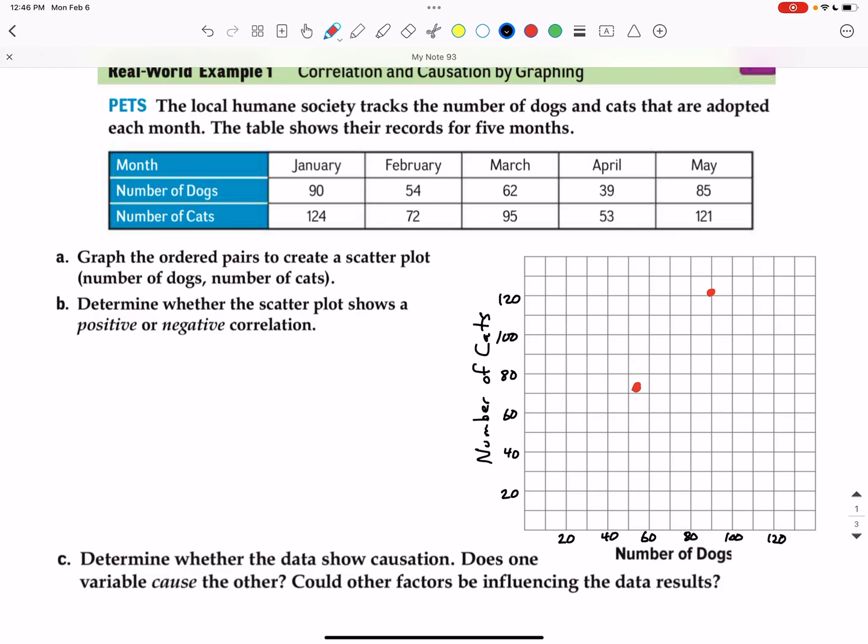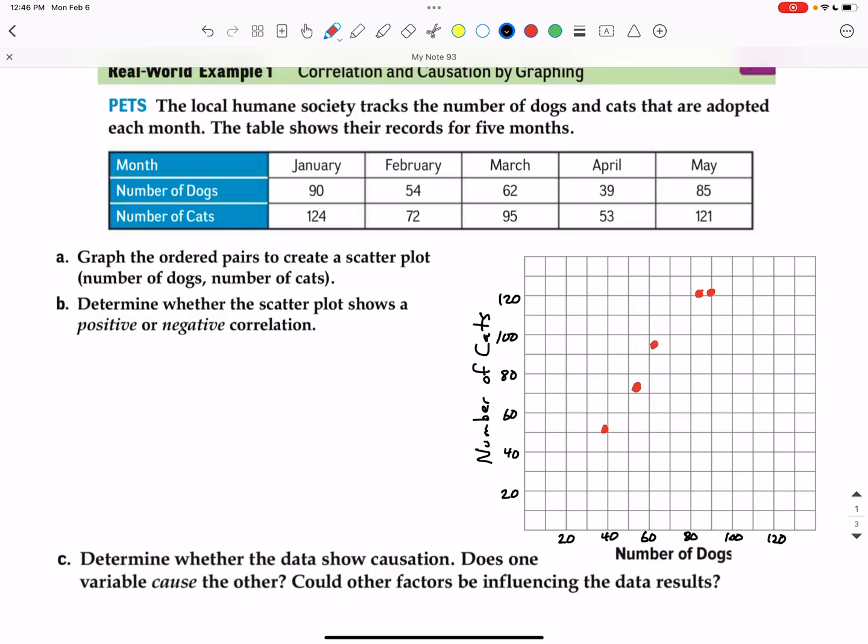62, 95 is just past the 60 and up to 95, which is halfway between the 90 and 100, so approximately here. 39, 53 places it a little bit low down to here. And 85, 121, halfway between 80 and 90 and up to 121, which is about right here. So we've graphed it, we've done part A.